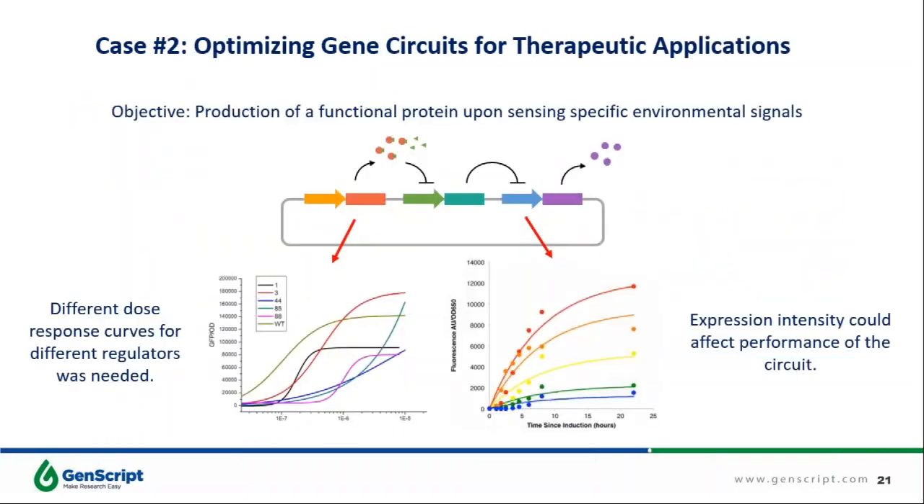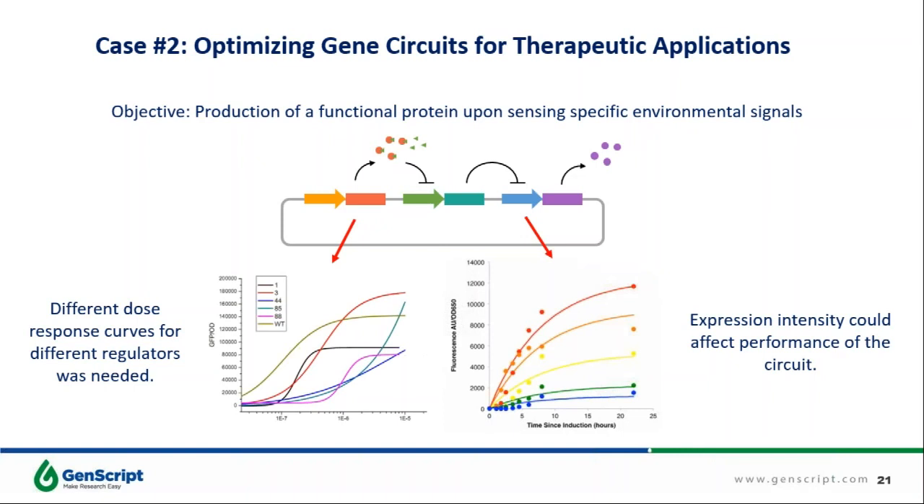That's all for the first case. Now let's get into the second case. The case I'm showing here is for the construction of a gene circuit for a therapeutic application. This circuit is designed to produce a functional protein in response to a particular environmental signal. It is not an easy job.